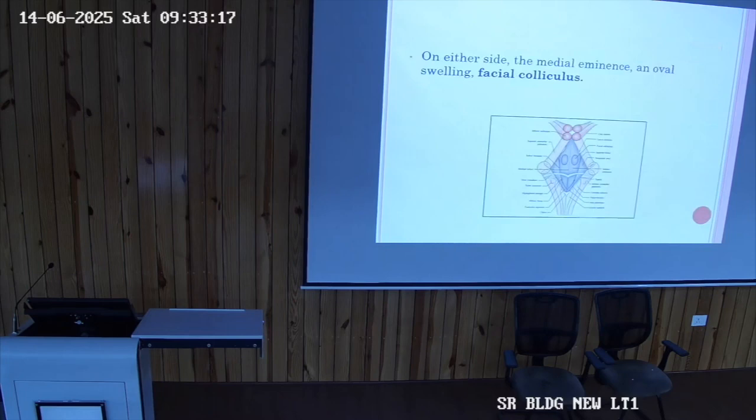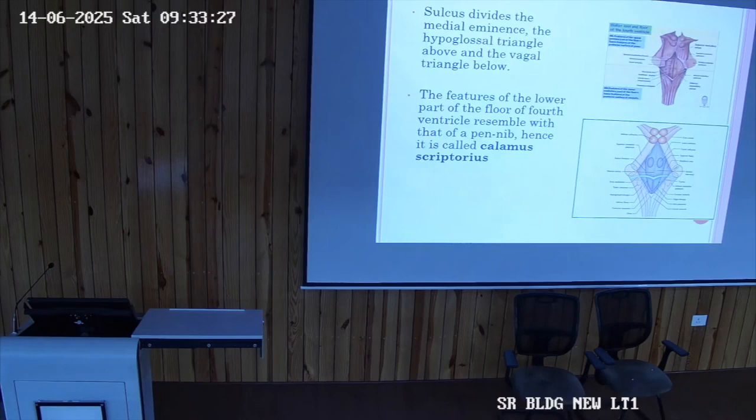On either side of the medial eminence, there is an oval swelling that is very much visible, that is the facial colliculus. This facial colliculus is formed because of the abducent nerve nuclei, which is bounded by the genu of the facial nerve fibers, which are forming a bend around this abducent nerve nucleus. Now this sulcus divides the medial eminence into two triangles. In the lower part, the upper triangle is the hypoglossal triangle and the lower triangle is the vagal triangle.